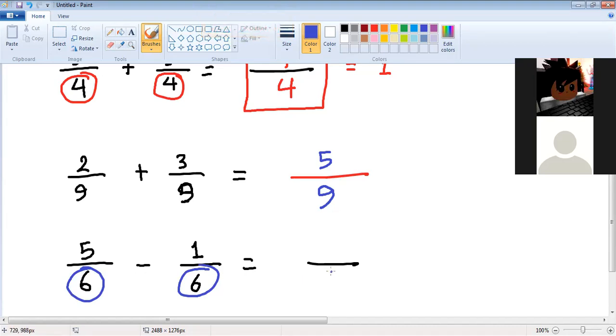6. Write it again. 6. Okay. Then what is 5 minus 1? 4. 4. But you can't minus 1 by 5. Why? Because 5 is bigger. Yeah, if we have 5 fingers, can we take out one from them?